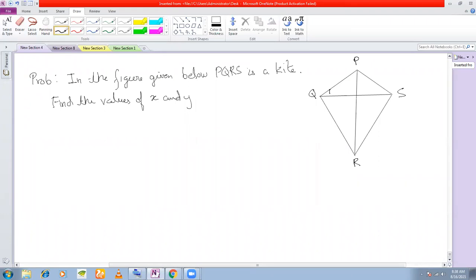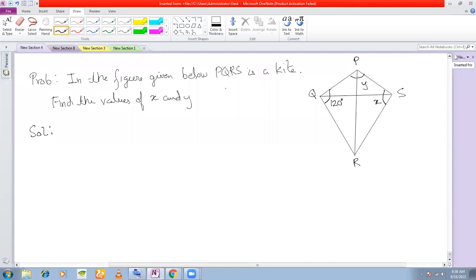So this angle is given to be 120 degrees. Angle Q is given to be 120 degrees. And this is given to be x. And you need to find out the values of x and y. So how will you find out? y is this one. Okay, now how to find out x and y?